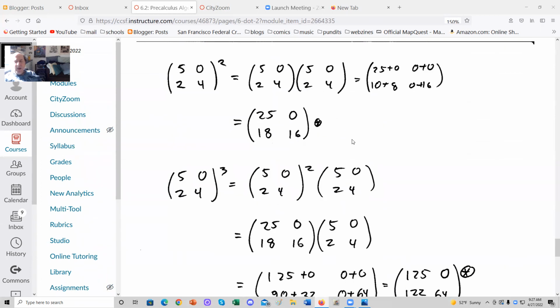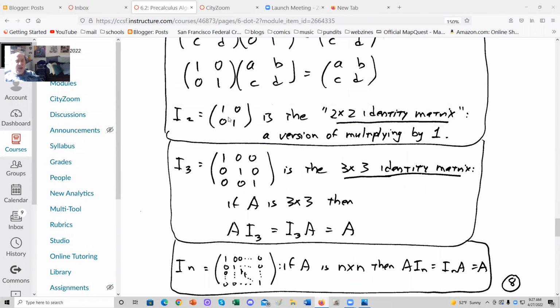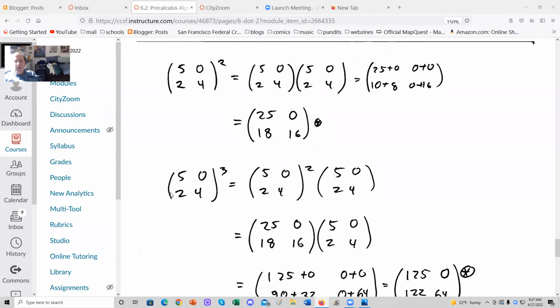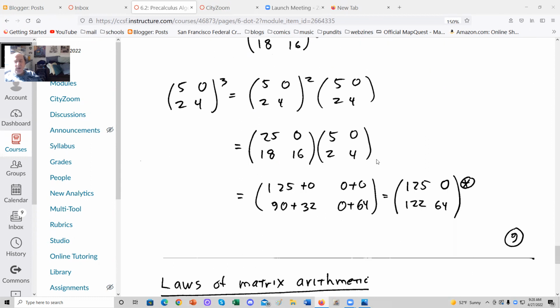So, okay, we can define identities. Later on, we'll soon define inverses, and that will enable us to solve linear systems. Here we can define powers of matrices. 5, 0, 2, 4 squared is it times itself. If you do a matrix multiplication, you get 25, 0, 18, 16. Simple enough. The third power of 5, 0, 2, 4 equals the second power times 5, 0, 2, 4. Well, this is 25, 0, 18, 16 times 5, 0, 2, 4. And you go through the usual procedure and get 125, 0, 122, 64. Fairly straightforward.